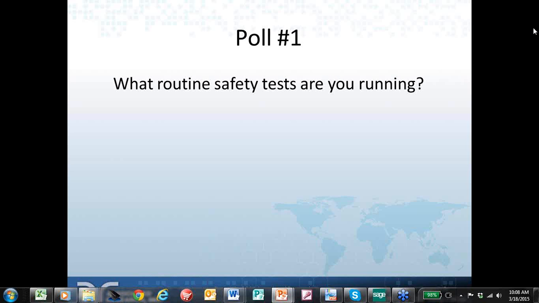Okay, Syed, we have most everyone's voted by now. So I just want to share some results with you. 81% are performing HIPAA tests, 59% are performing continuity, 67% ground bond, 52% IR, and then we have 37% performing line leakage.